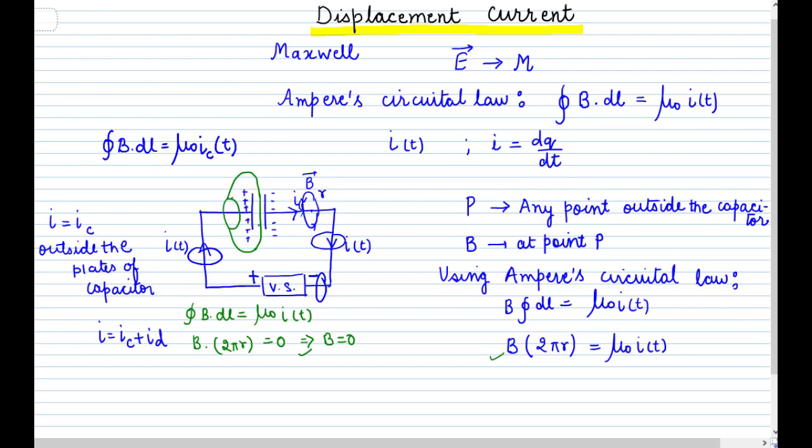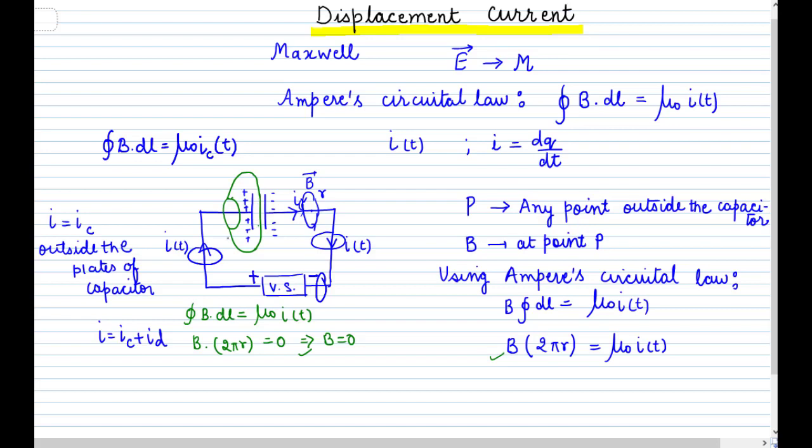But if we come to the region between the plates of the parallel plate capacitor, then there is no conducting wire. So we cannot take the conduction current here. Now if we want to check whether there is really some electric current there or not, how can we check the electric current?